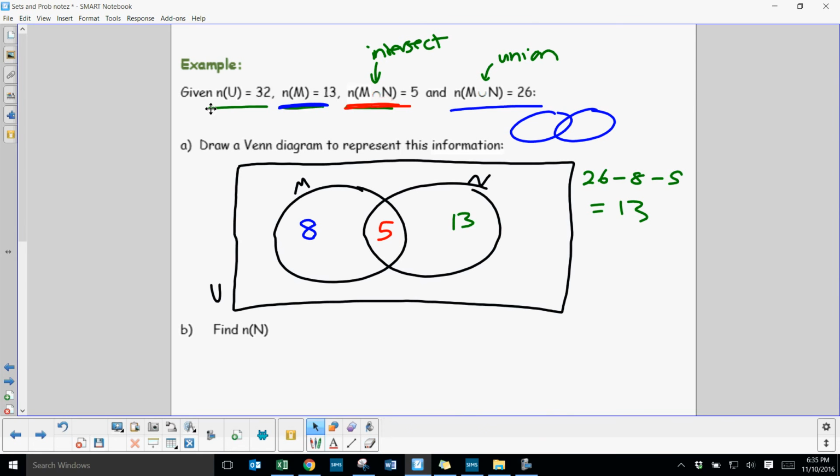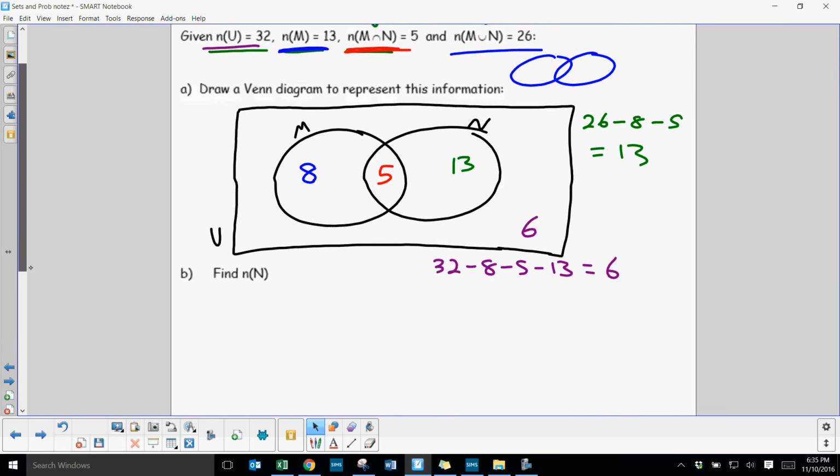And you just got to see, is there anything outside here as well? Let's try that out. We know that the total must add up to 32, and 8 plus 5 plus 13 does not add up to 32. So we can work that part out by going 32 minus 8 minus 5 minus 13. And when we do that, we get 6. So this little part in the corner is equal to 6. So it's good to show a bit of working out around the side, so when you look back on it, you know what you were doing.